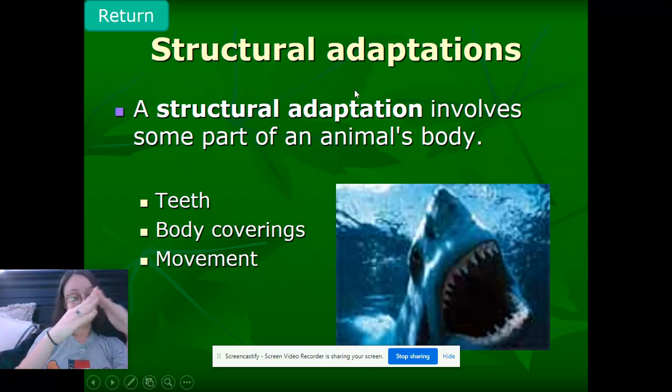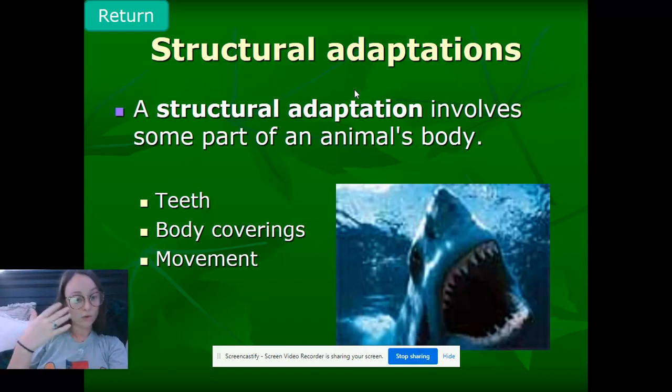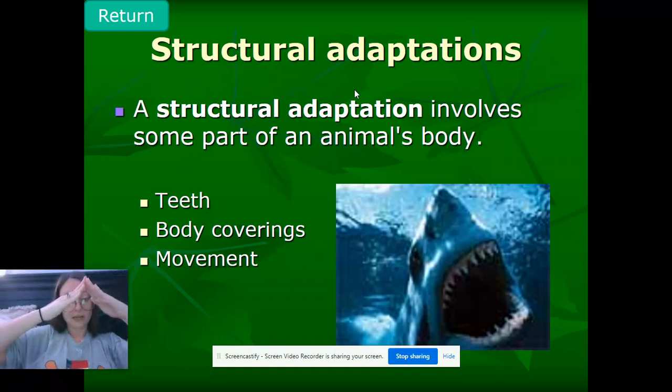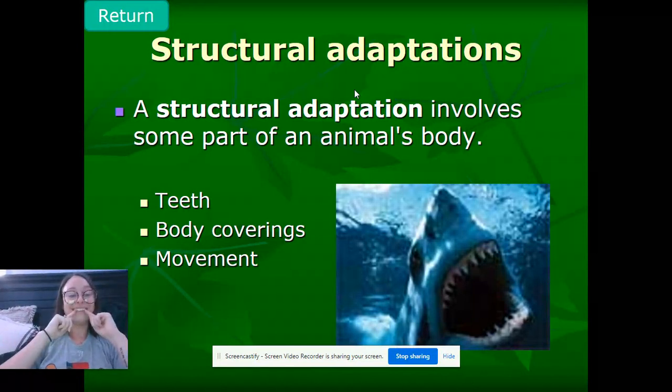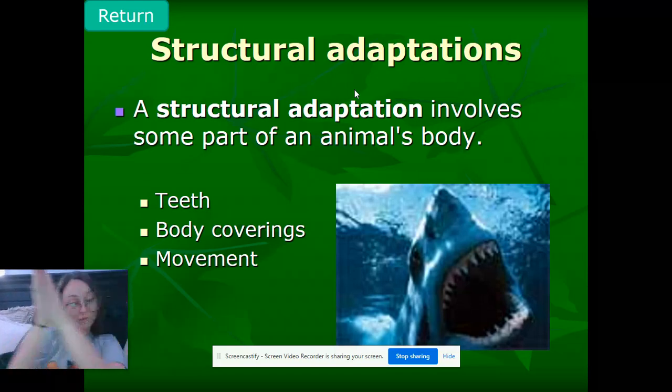So a structural adaptation is how that animal's body is built. It can be through their teeth, their body coverings, or even how they move or the movement that animal takes. For example, a snake. The way a snake moves helps it get into small little nooks and crannies to get those mice, to hide from predators, and so forth. So, a structural adaptation is an adaptation that involves a body part, for example, their teeth, their body coverings like skin, or their movement.